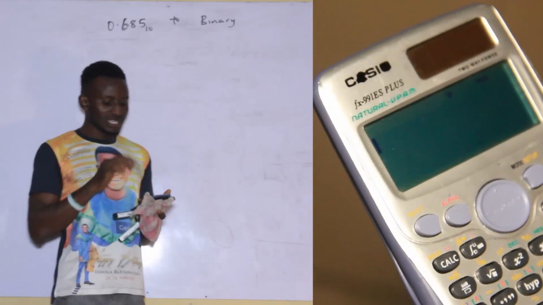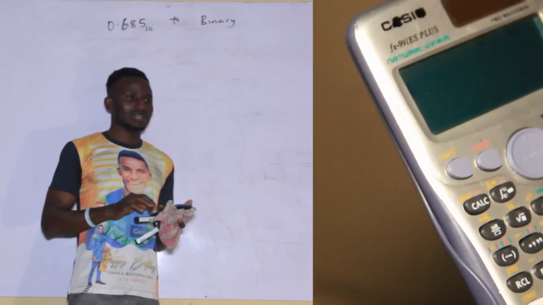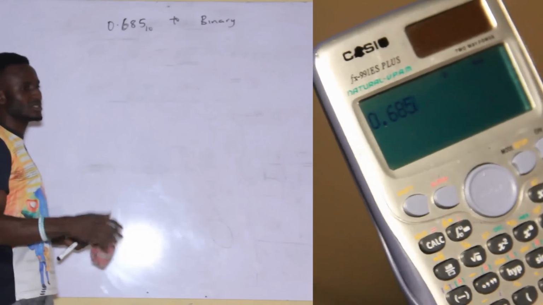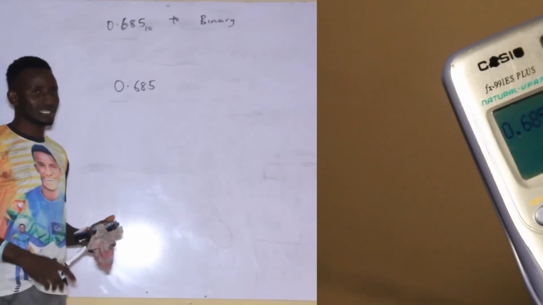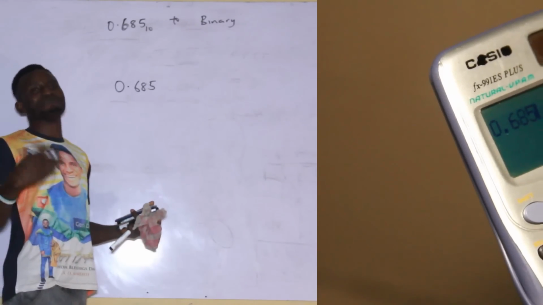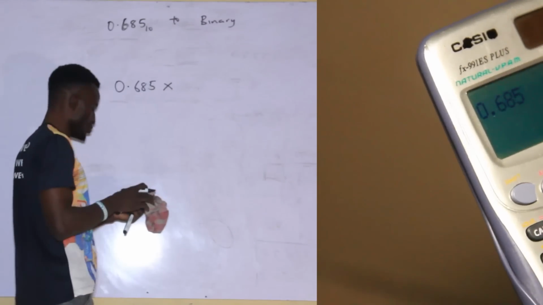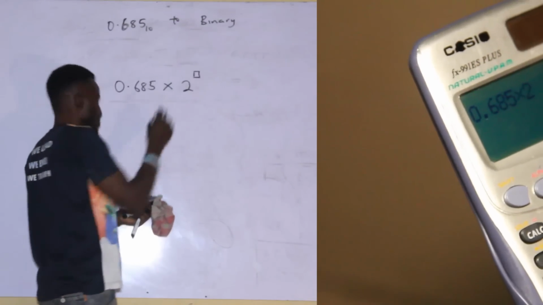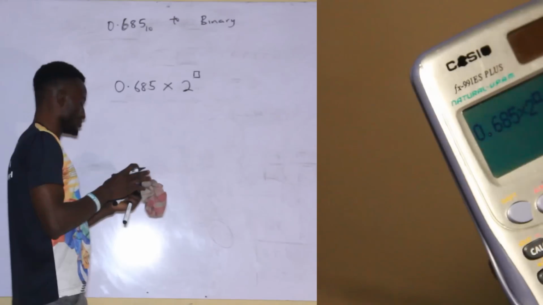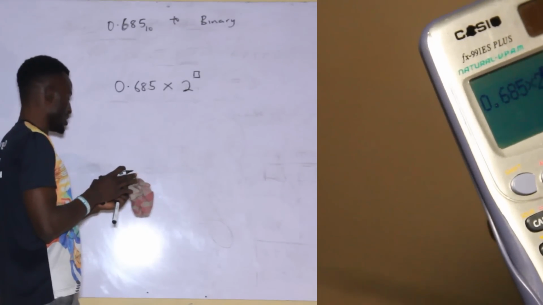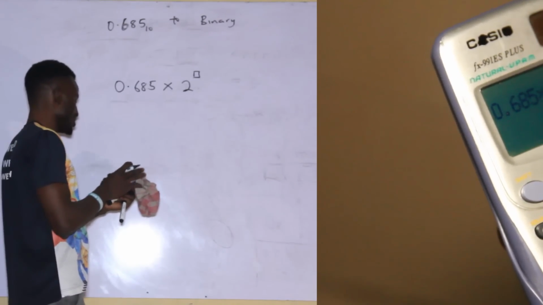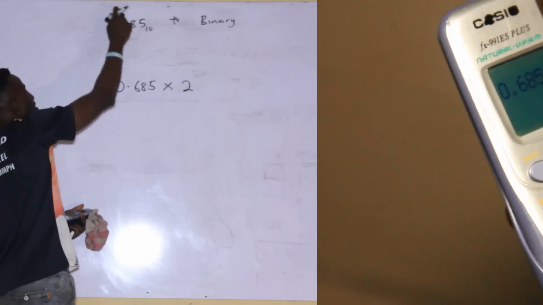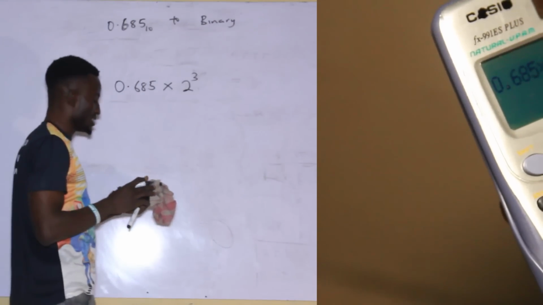How do you enter the question? Just press 0.685. Now don't forget that we are taking this to binary. Then how do we get this in binary? Press multiply by 2, which is constant. Then press raised to the power. After that, we count how many numbers are at the back of this. That's 3 numbers, 1, 2, 3. So press raised to the power 3 like that, then press equals to.